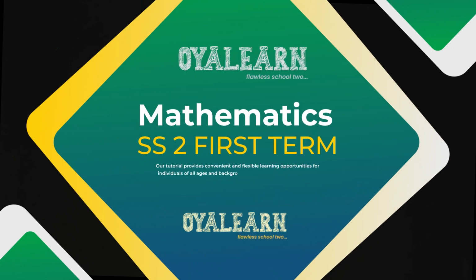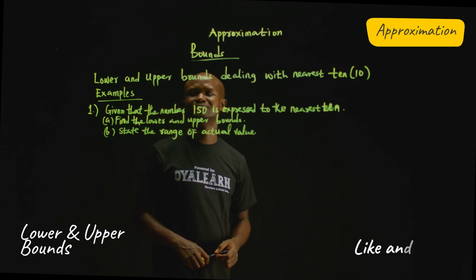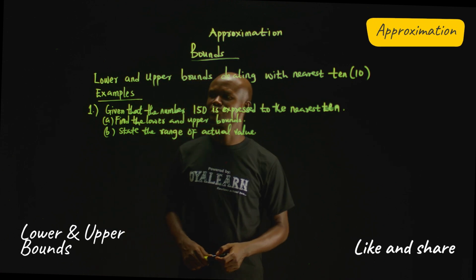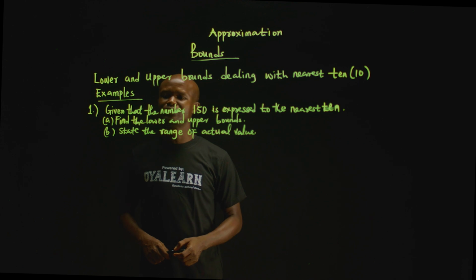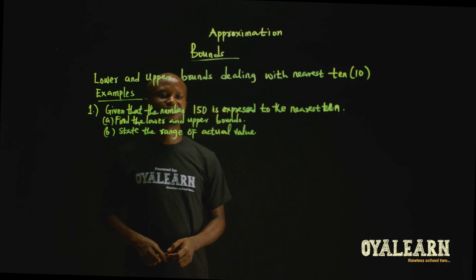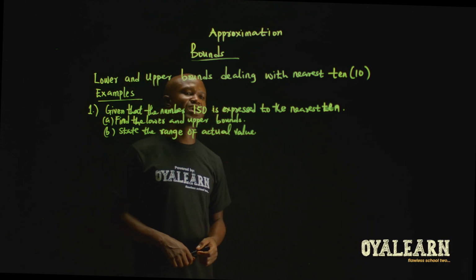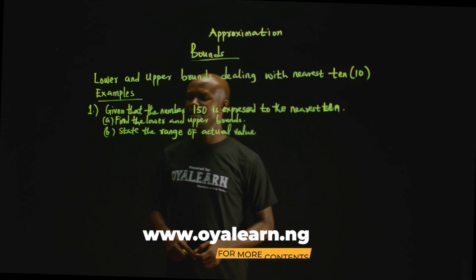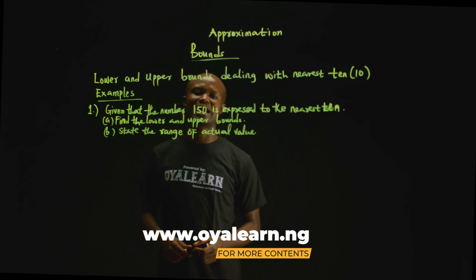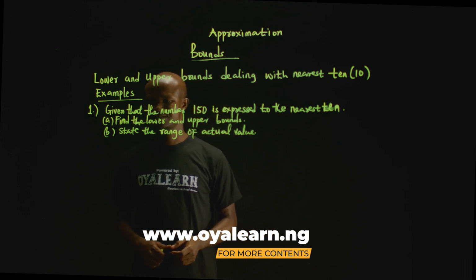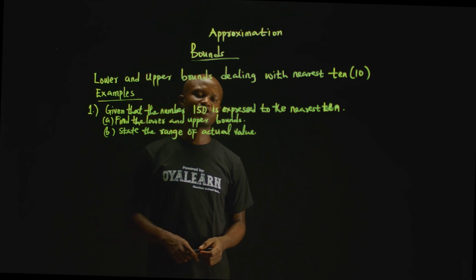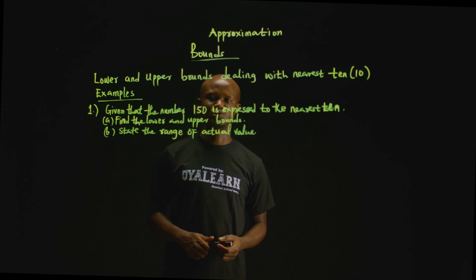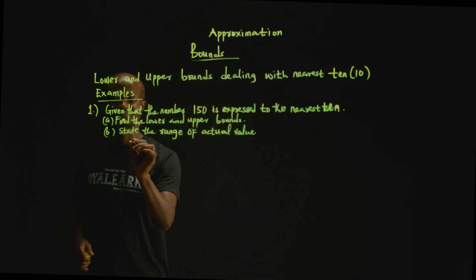Lower and upper bounds dealing with nearest 10. Examples. Given that the number 150 is expressed to the nearest 10, A. Find the lower and upper bounds. B. State the range of actual value. Solution.